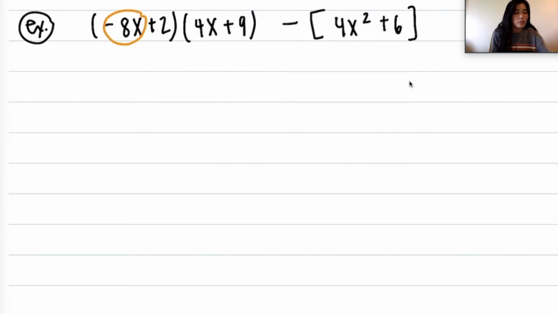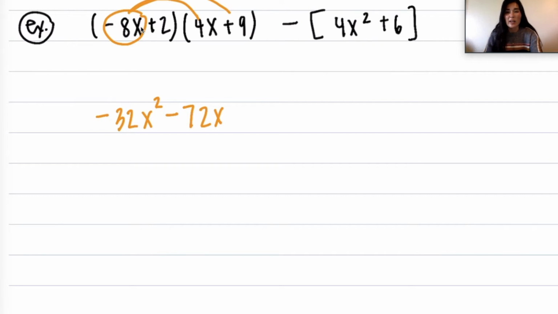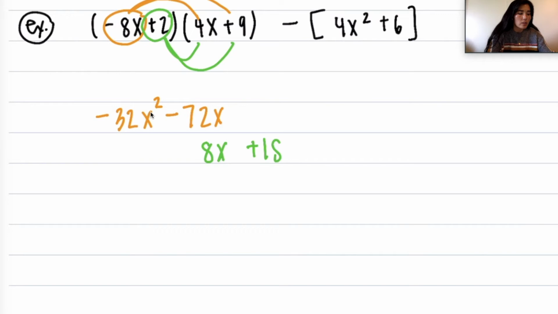So again, this one we are distributing the negative 8x to both terms. When we do that, we end up getting negative 32x, and then minus 72x here. You'll notice that I forgot that squared, so again, just be very cautious with your exponents. So that x times x is going to give you an x squared right here. Same thing, we're going to go ahead and distribute the second part of that, which is a 2. So 2 times 4x is going to give me a positive 8x. And then 2 times 9 is going to give me a positive 18.